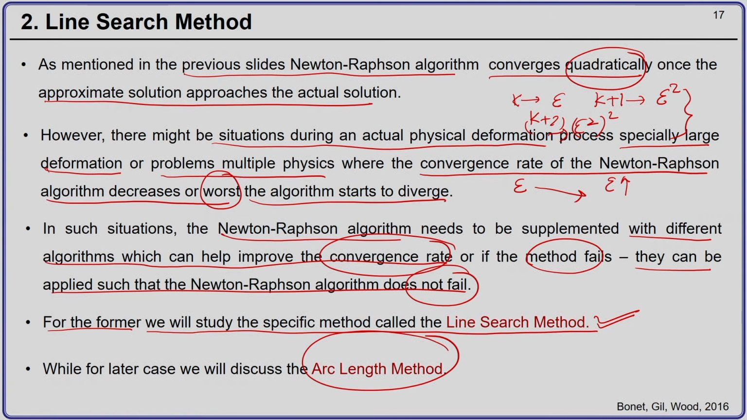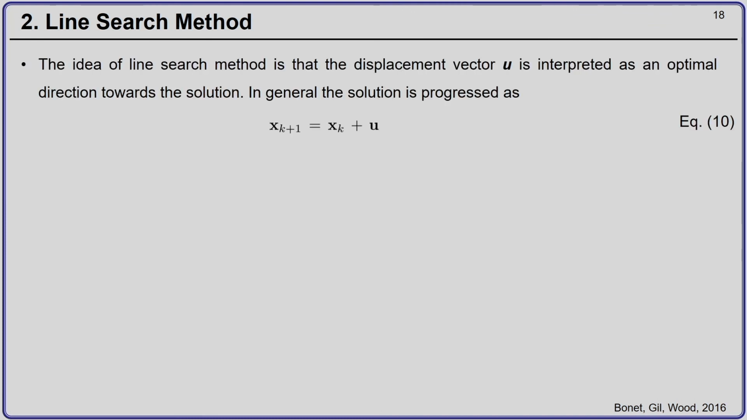So, let us see the line search method. The idea of the line search method is that it views the displacement vector u as an optimal direction towards the solution. So, we know that the solution at k plus 1 is updated using the solution at k plus the increment u.